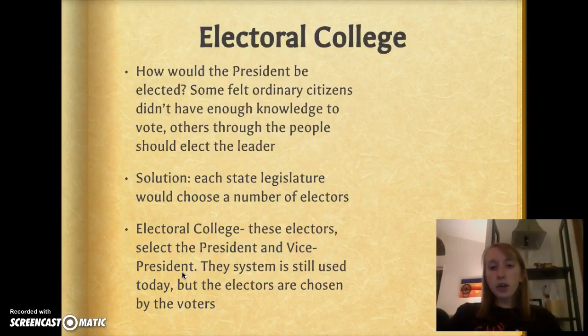And then lastly, we're going to talk a little bit about the Electoral College. This is a piece of government that many people are not aware of, and it was set up in the Constitution. It is something that has been around since the founding of our country. The real worry here is that the delegates at the Constitutional Convention are very worried about electing an executive branch or a president when ordinary citizens don't have enough knowledge to vote. Remember, this is colonial times.